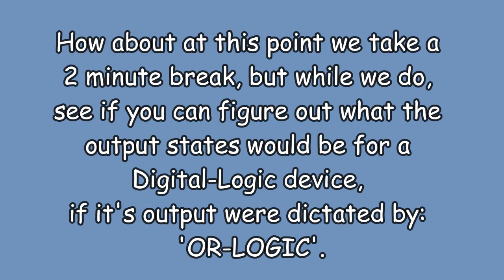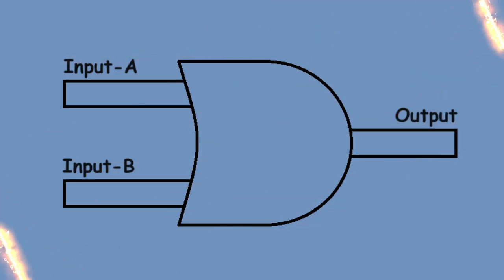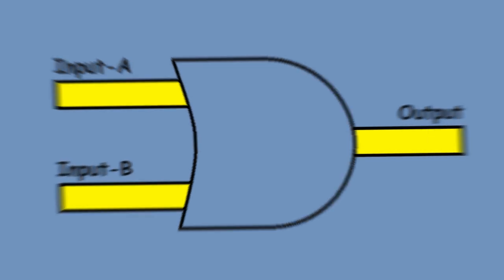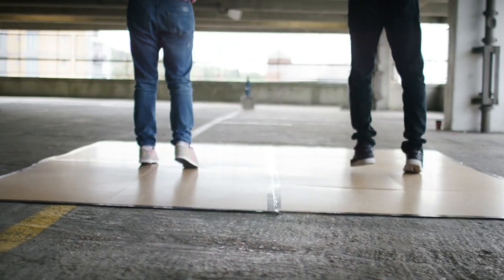How about at this point we take a 2-minute break? But while we do, see if you can figure out what the output states would be for a digital logic device if its output were dictated by OR logic. The principle of OR logic is that you must have one or the other or both inputs high or true in order to get a high or true output state.